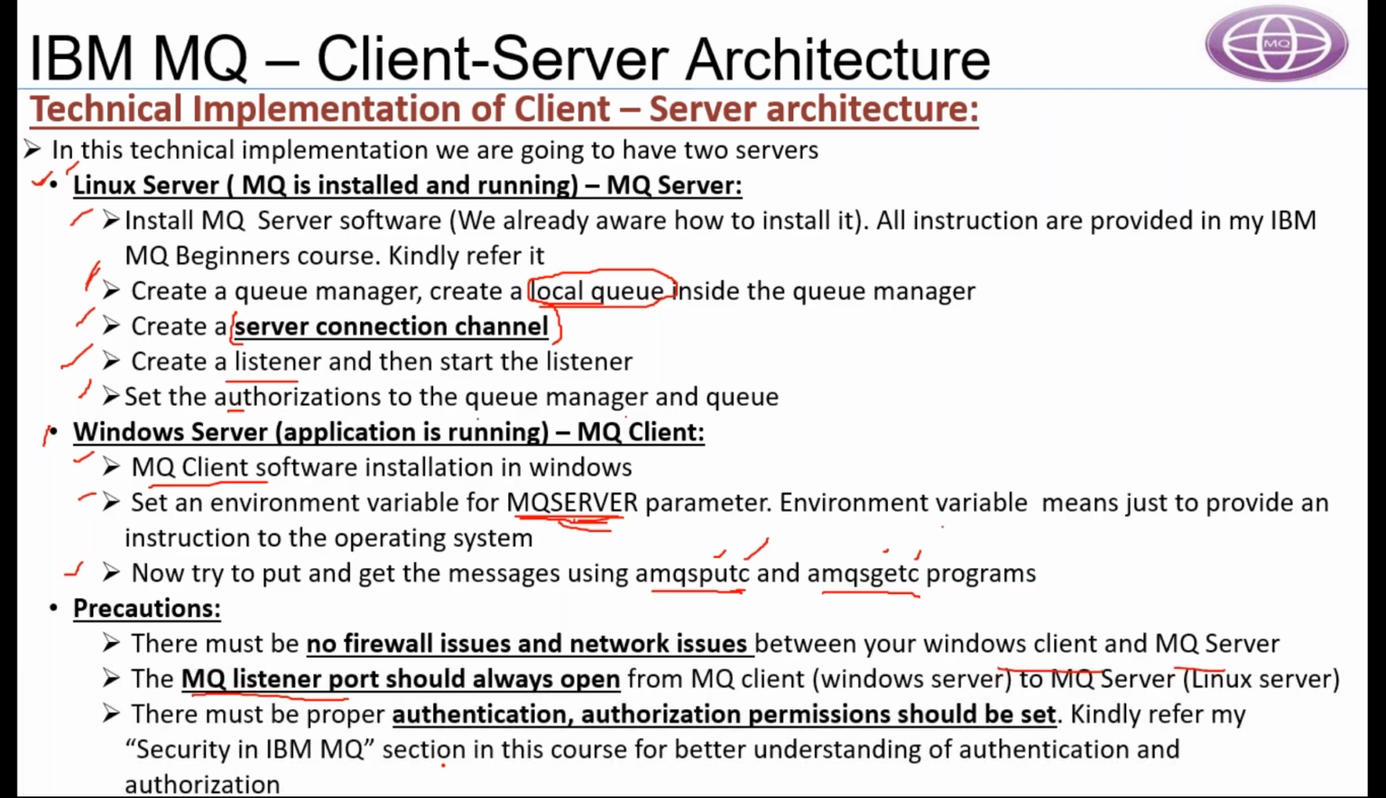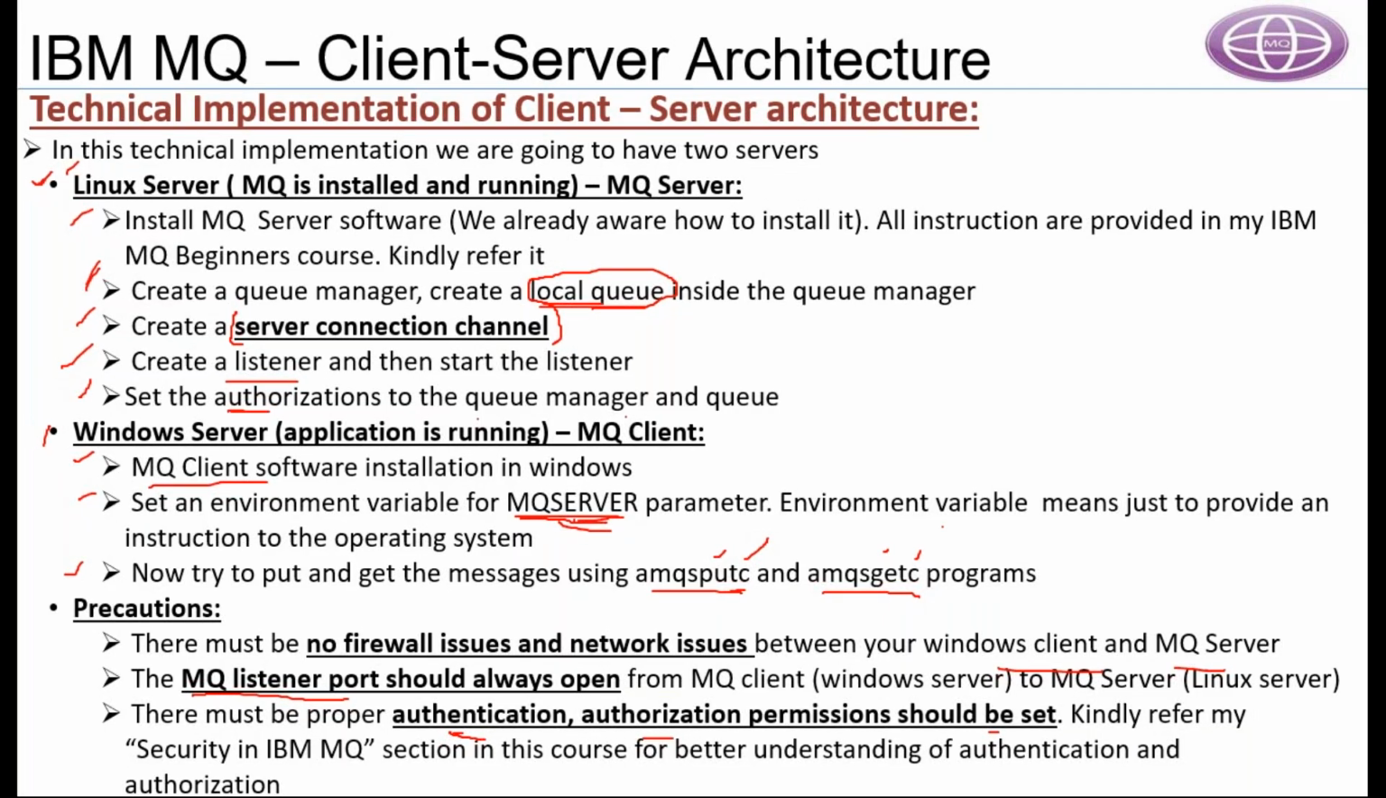There must also be proper authentication, authorization, and permission set on this local queue for the client. In the security concept, we are going to discuss authentication and all of that. But right now, I will give you a basic understanding of authorization, in order to make this client server architecture work in a proper way.